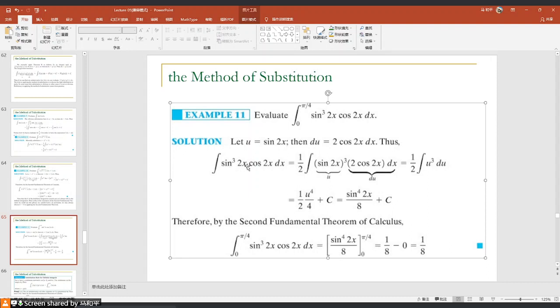This is sin cubed 2x, right, here is u cubed, and this cosine 2x dx is 1 over 2 du. So it's 1 over 2 du, u cubed. We find it's 1 over 2 times u to the 4 over 4 plus c. So it's sin to the 4 of 2x, alright, plus c. Therefore, by the second fundamental theorem of calculus, we have 1 over 8 minus 0. So it's 1 over 8.